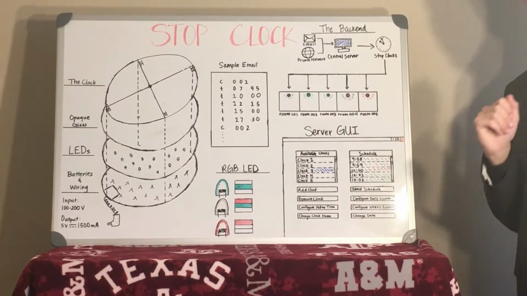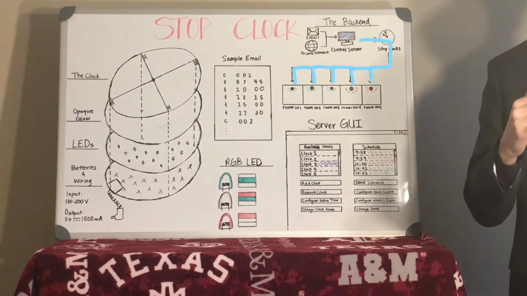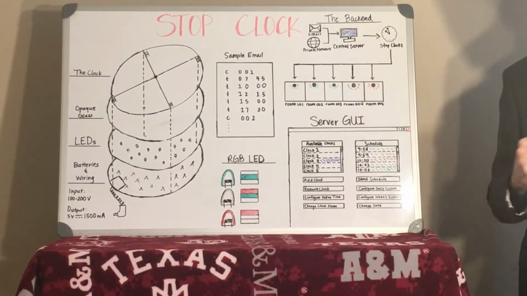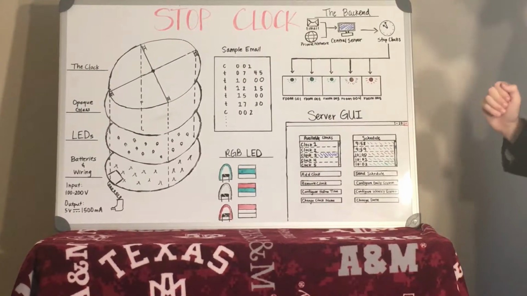So the central server every day at midnight sends a text file to each clock individually, telling them when they need to turn yellow, when they need to turn red, and when they need to turn back to green. And that will happen for each room individually.